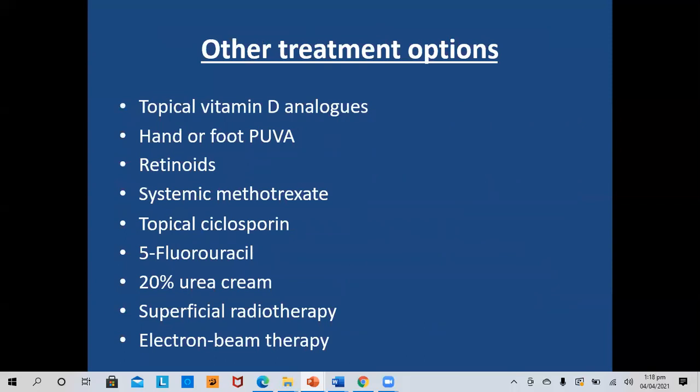Other treatment options for nail psoriasis include topical vitamin D analogs, hand and foot PUVA, retinoids, systemic methotrexate, topical cyclosporin, 5-fluorouracil, 20% urea cream, superficial radiotherapy or electron beam therapy.